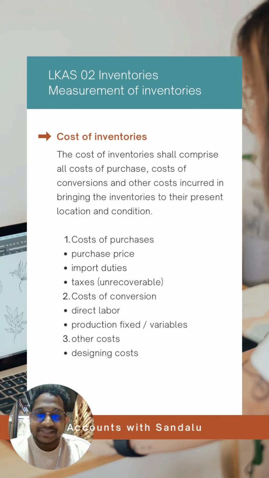Cost of inventories can include three components: cost of purchases and cost of conversion and other costs. Purchasing price, import duties, and unrecoverable taxes are the examples for cost of purchases. And the cost of conversions are direct labor and the fixed and variable production cost. And the other costs can be some designing cost that is relevant for the cost that we considered here, right?